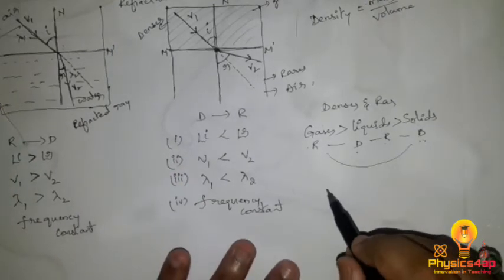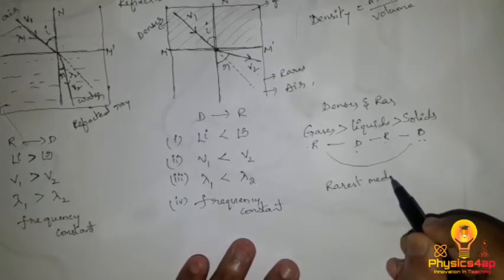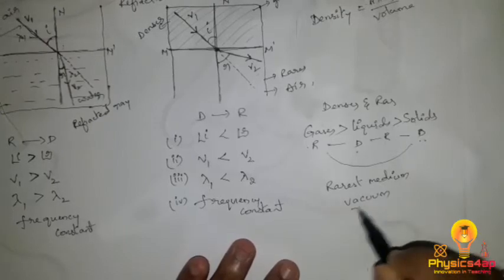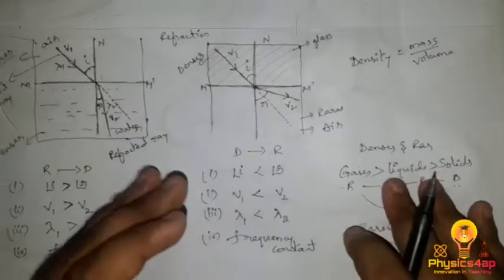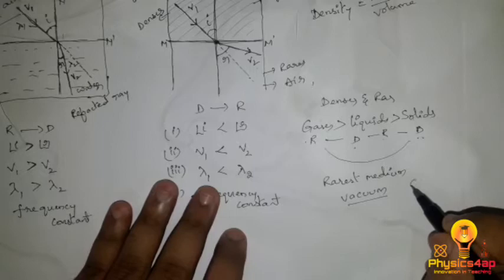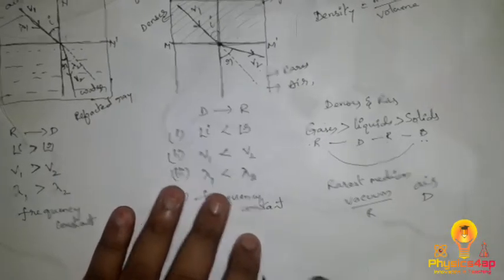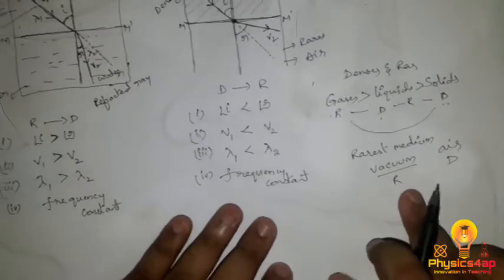And the rarest medium is said to be the vacuum. So the vacuum is the rarest medium. Till now we said that air is the rarer medium, but when compared to the vacuum, vacuum is the rarer medium and air is the denser medium. So vacuum is nothing but empty space.